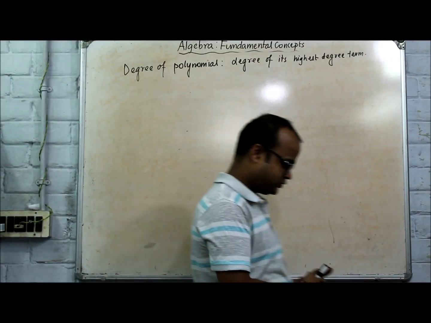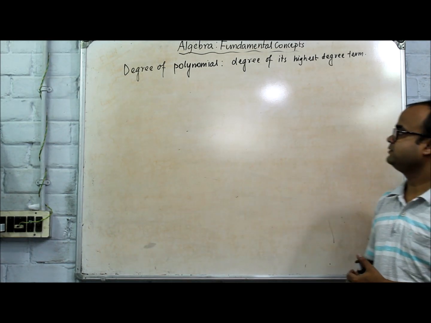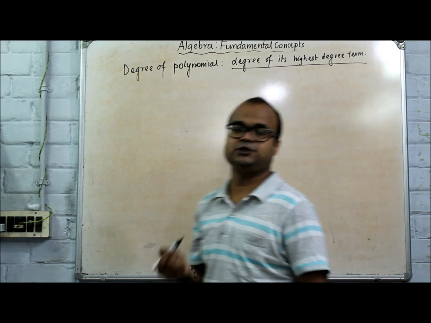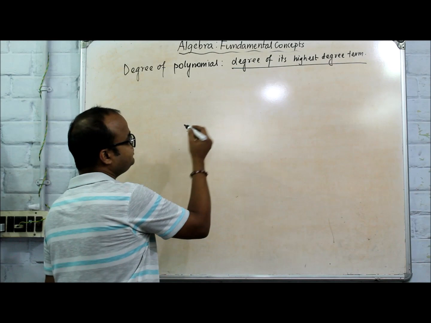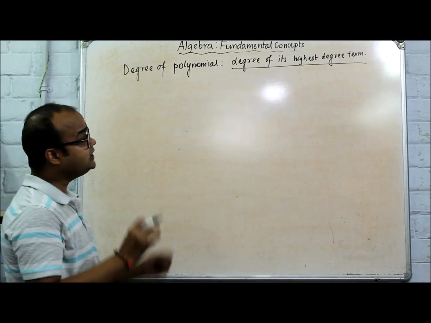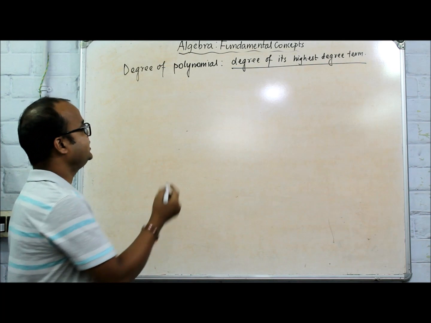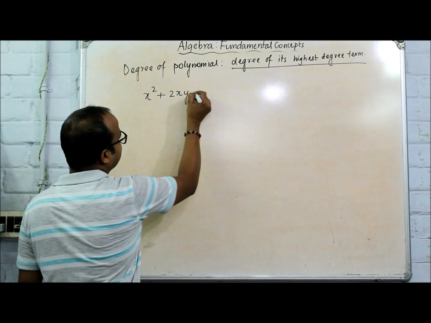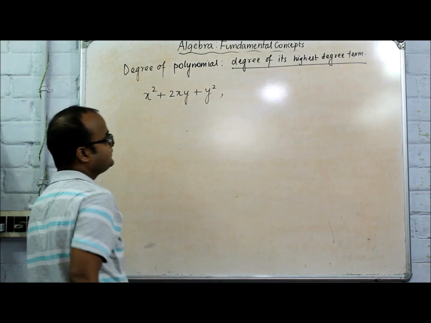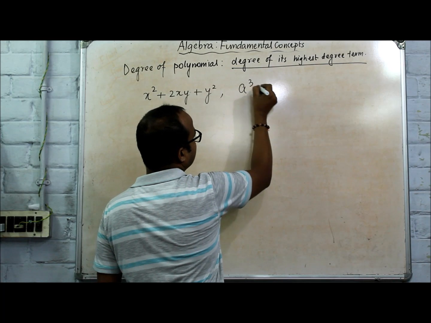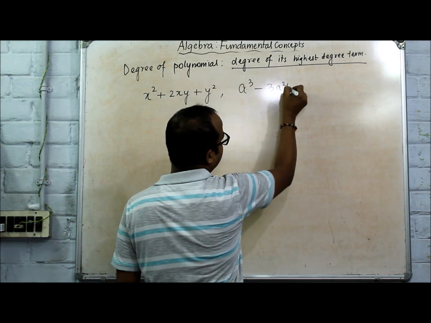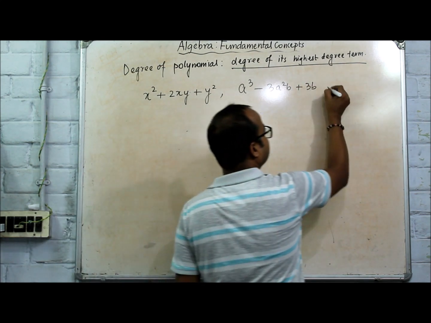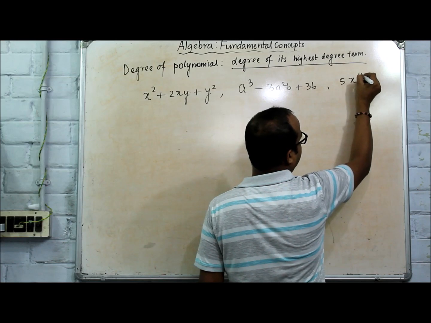Now, next very important topic, what is degree of polynomial? Degree of polynomial means degree of its highest degree term. Now, let me explain the meaning of this statement, degree of its highest degree term. I am writing here x square plus 2xy plus y square, a cube minus 3a square b plus 3b, and 5x to the power 10.